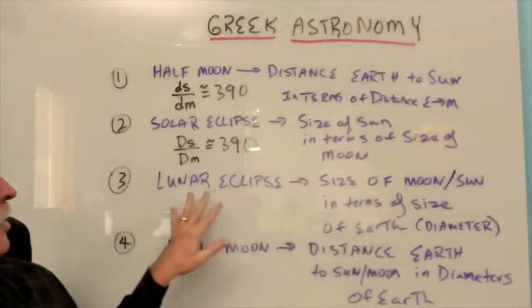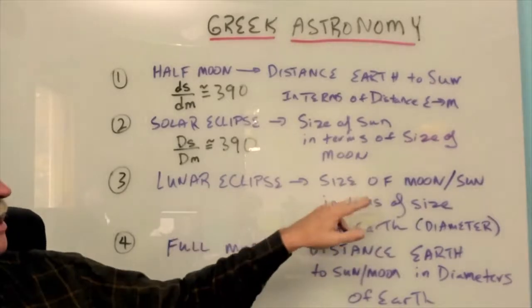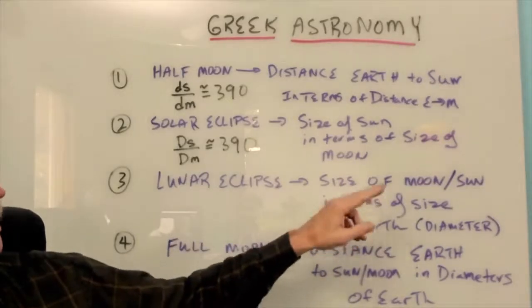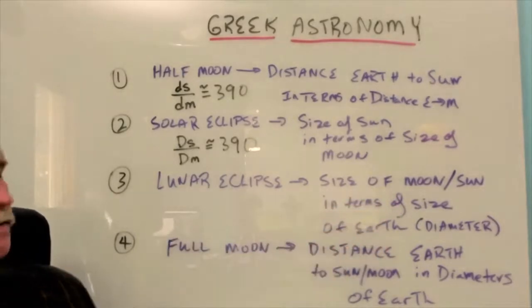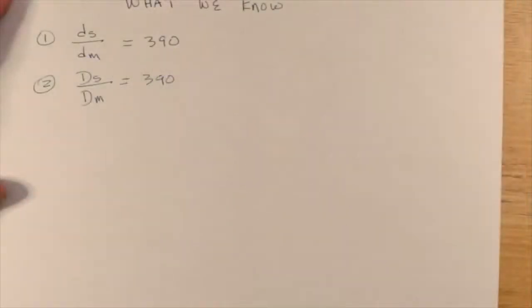Now, let's go and use the lunar eclipse to see how we can find the size of the moon and the sun in terms of the size of the Earth, because that's the only thing that we can really measure. So that's what we'll do.